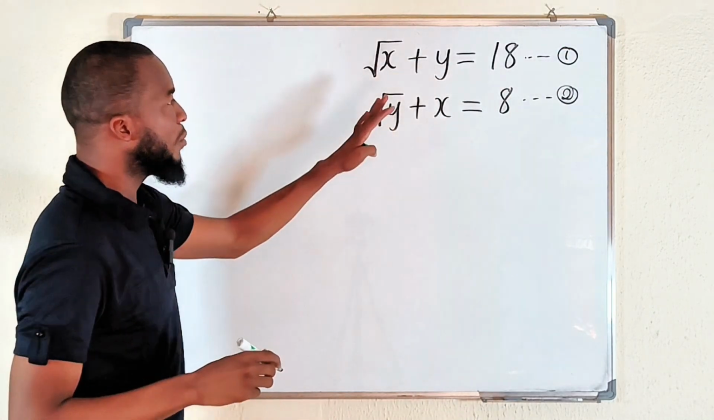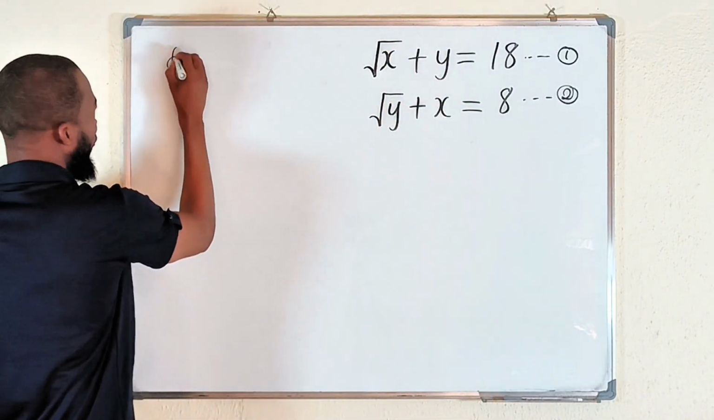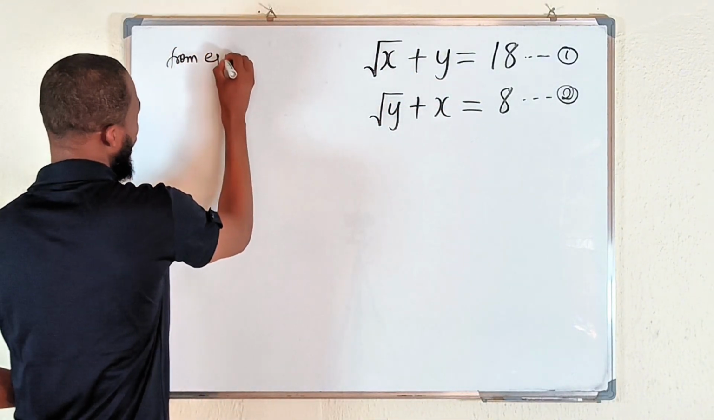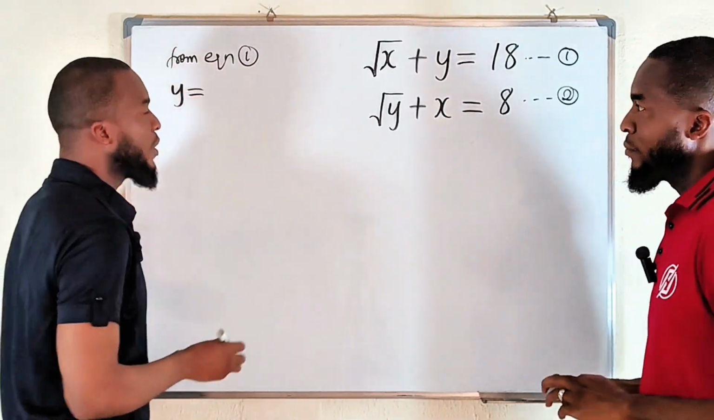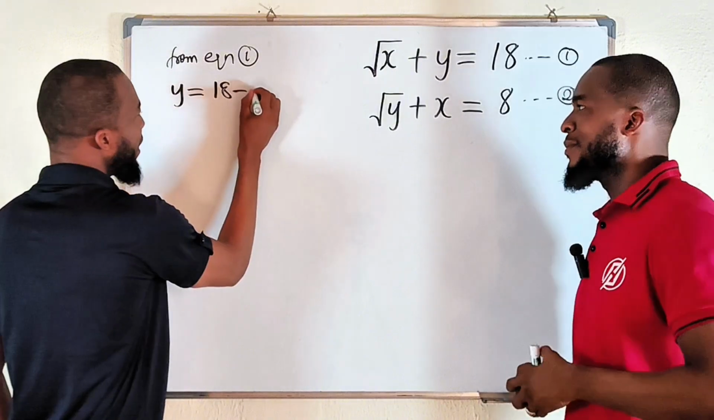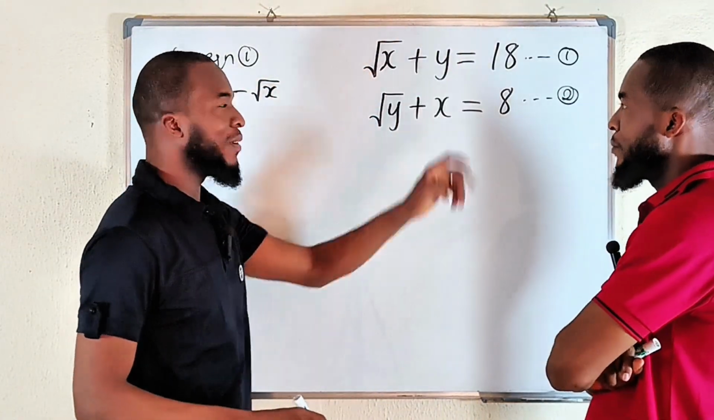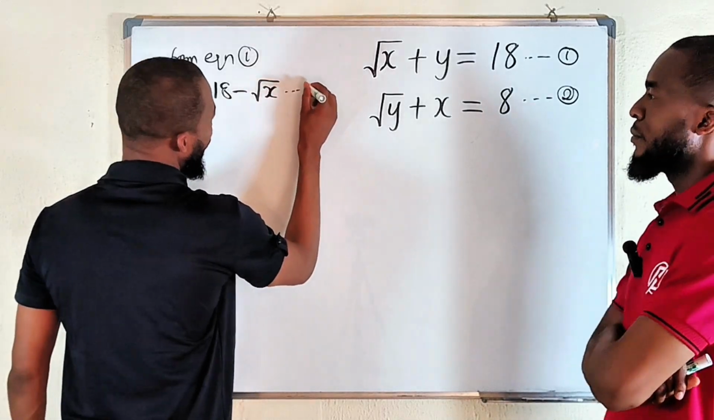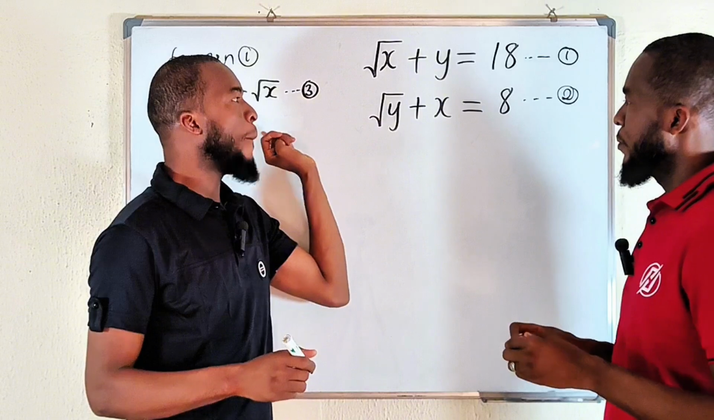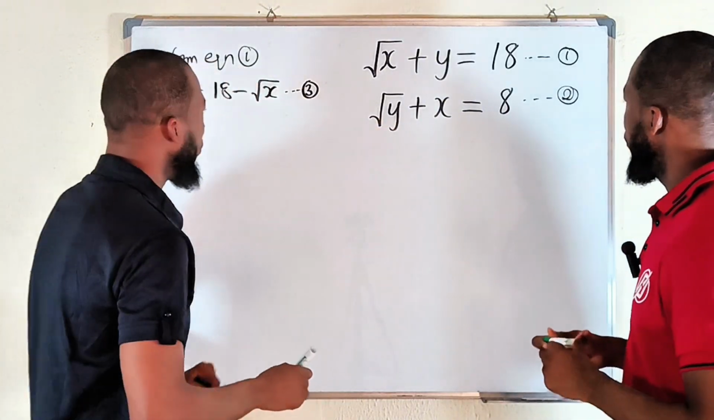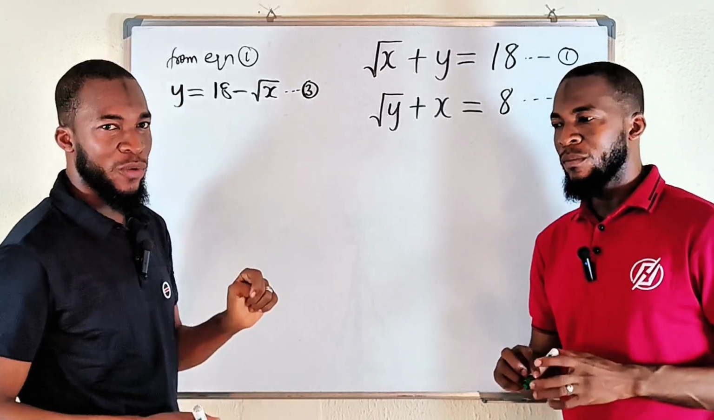So from equation number 1, I would like to make y the subject. From equation number 1, we have y equal to 18 minus the square root of x, as this crosses over. We can call this equation number 3, very important. Then we take equation number 3 and plug it into equation number 2. Wherever we have y, we replace it with 18 minus the square root of x.